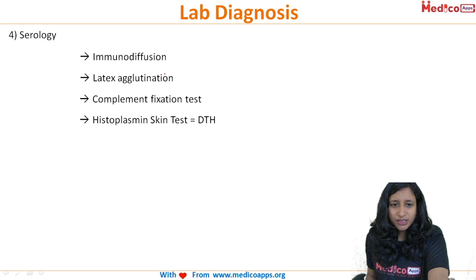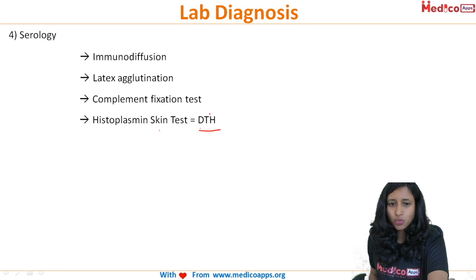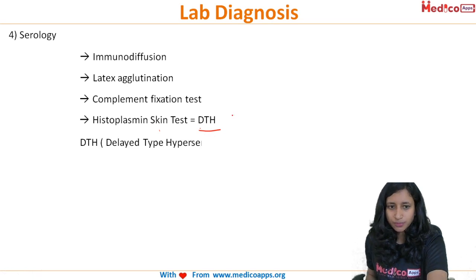And the other methods that can be used are what is known as your latex agglutination test, and also what is known as your histoplasmin skin test. This is where you demonstrate your delayed hypersensitivity, in response to your histoplasmin antigen. So this is what you can also do. And what it shows is it just gives you an idea about prior exposure.